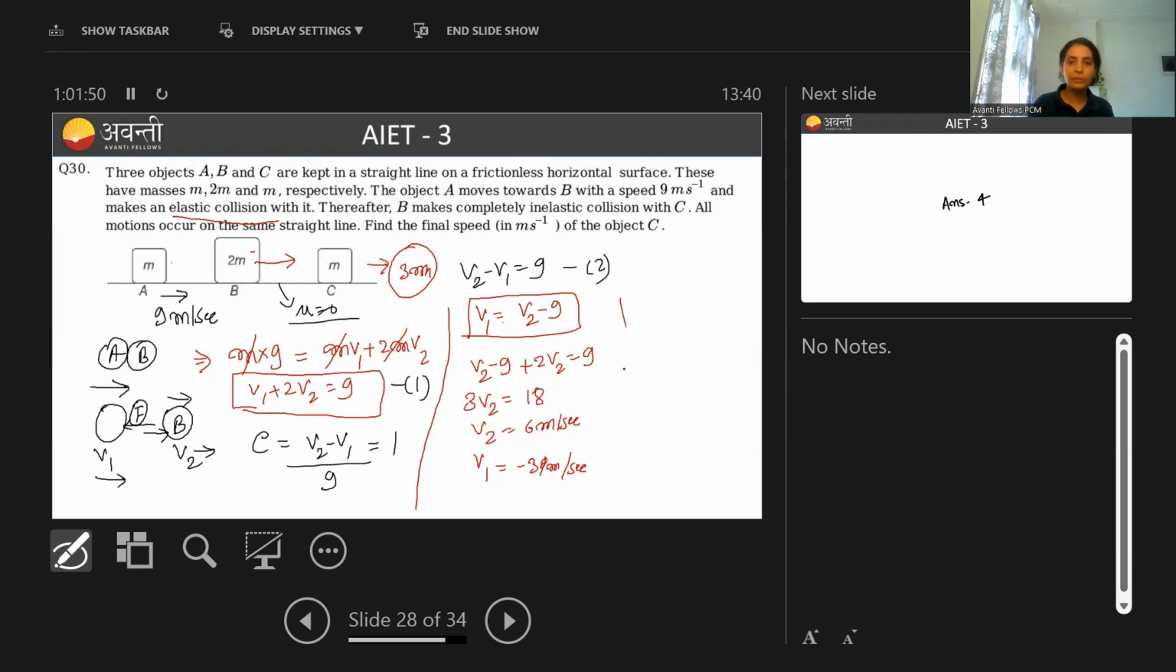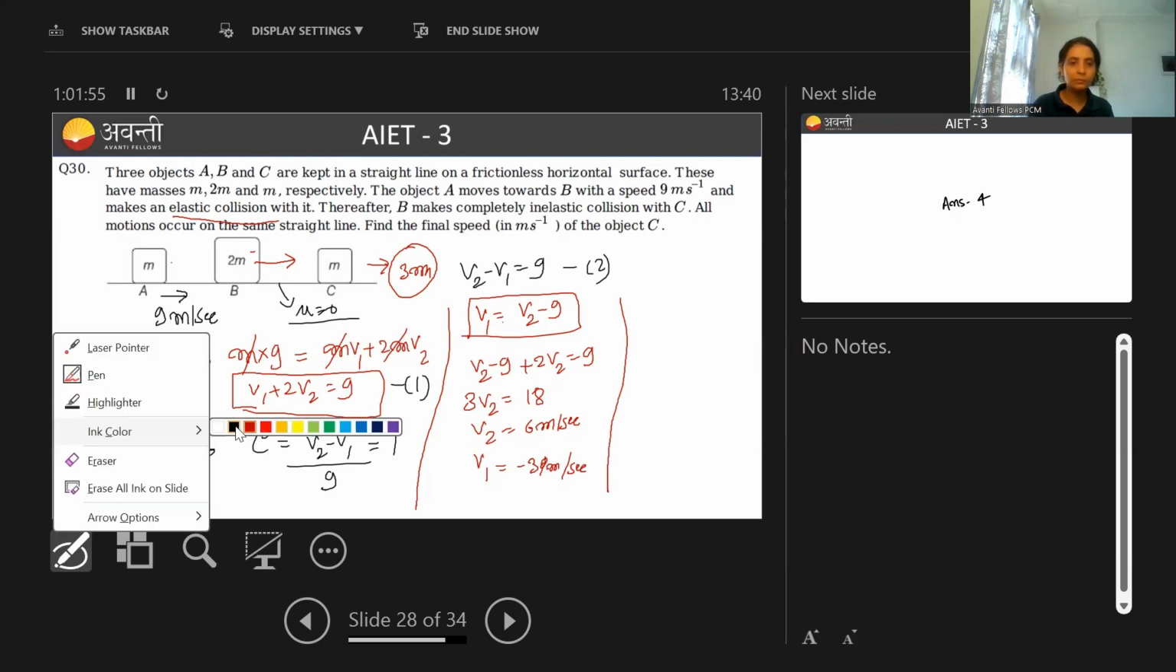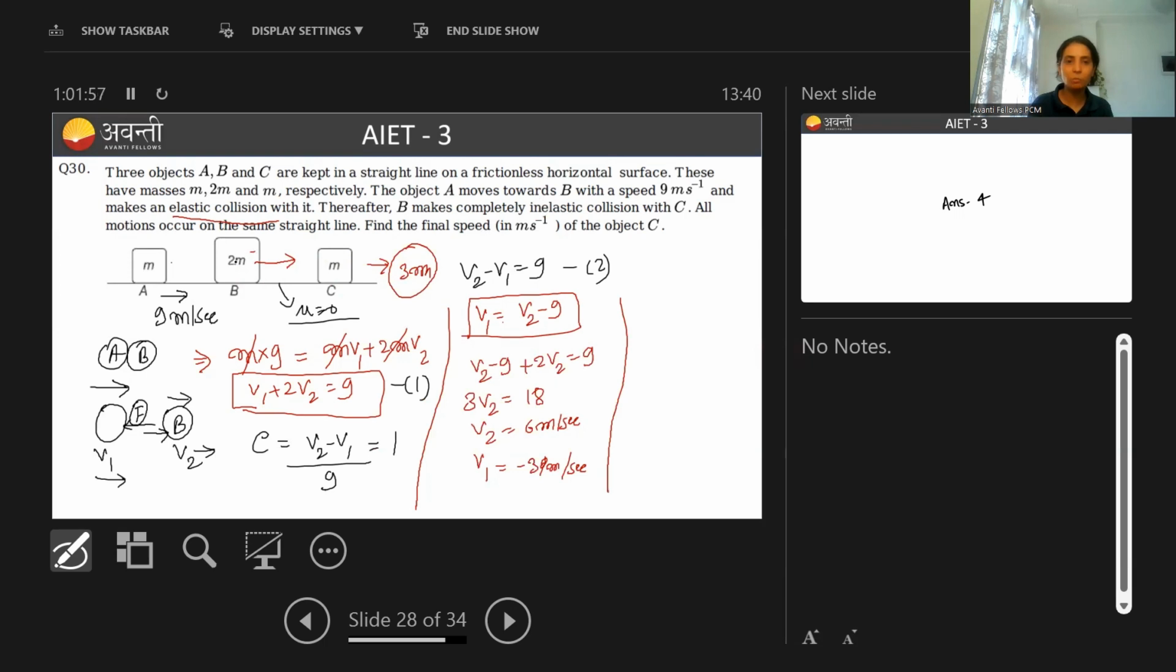Now, if we do momentum conservation for the collision between B and C, the initial momentum is 2m into 6. And the final momentum will be 2m plus m, that is 3m into v. So m you can cancel. This is 12, 12 is equal to 3v, and v will be equal to 4 meters per second. So this is your answer.